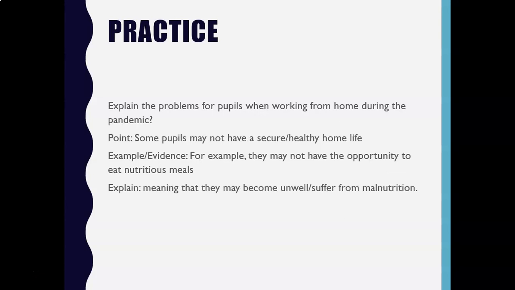Here's another one. Explain the problems for pupils when working from home during the pandemic. Here's another point. Some pupils may not have a secure or healthy home life. Example or evidence. For example, they may not have the opportunity to eat nutritious meals. This could be for a number of reasons. Some people could be very busy at home, some people might not have been able to get shopping in, etc., etc. What's the impact of them on their performance in life? Meaning that they become unwell or suffer from malnutrition. So there's another example of a problem.